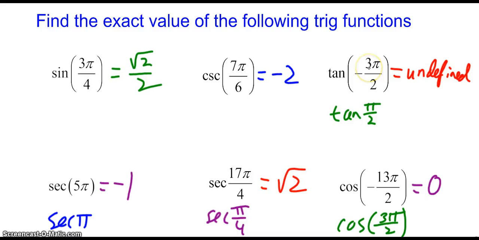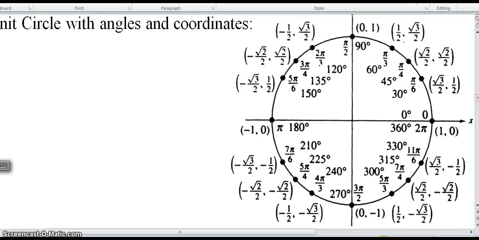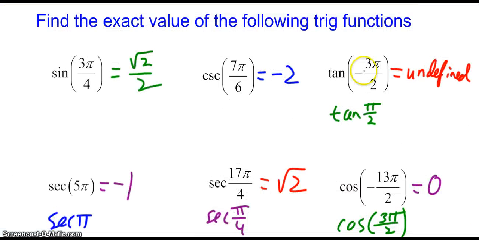The tangent of negative 3 pi halves. Well, where's negative 3 pi halves? I can use the idea of coterminal angles and recognize that negative 3 pi halves and pi halves are the same thing. So I look on the unit circle at pi halves. Tangent is y divided by x. What is 1 divided by 0? It is undefined. So the tangent of negative 3 pi halves is undefined.